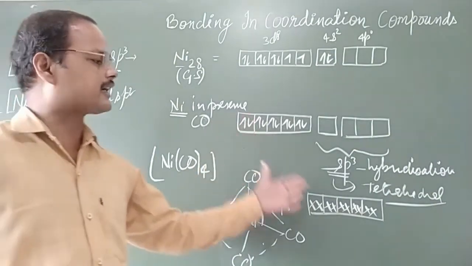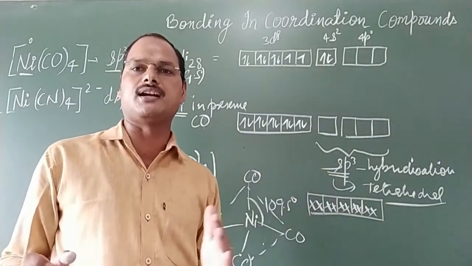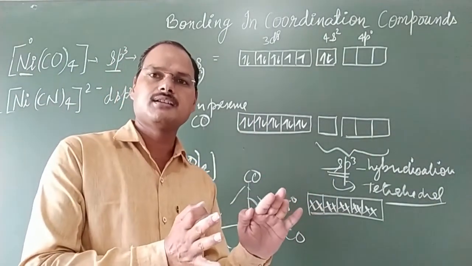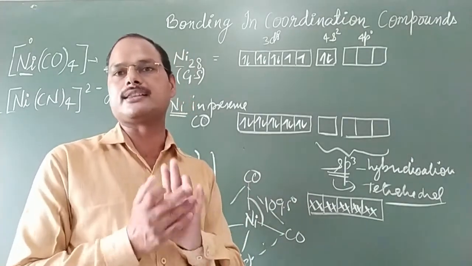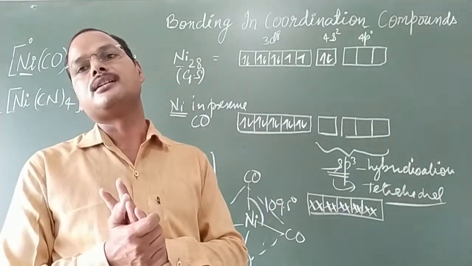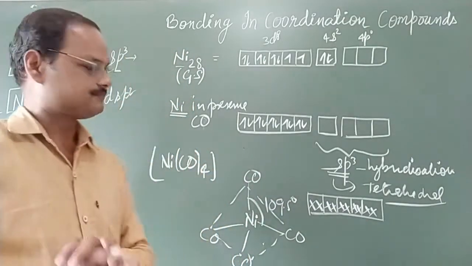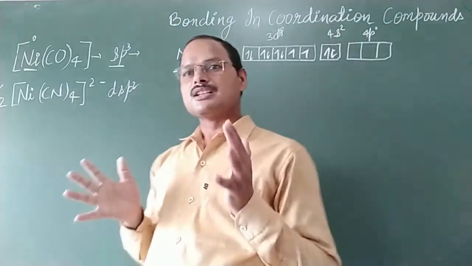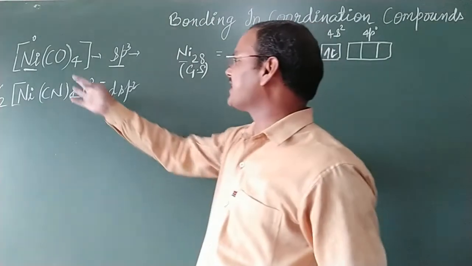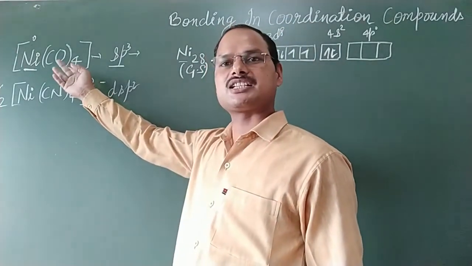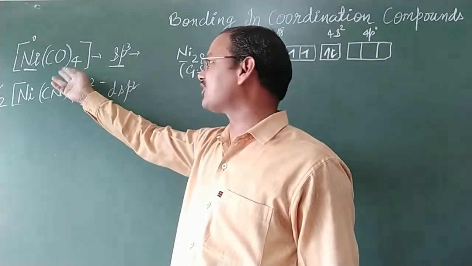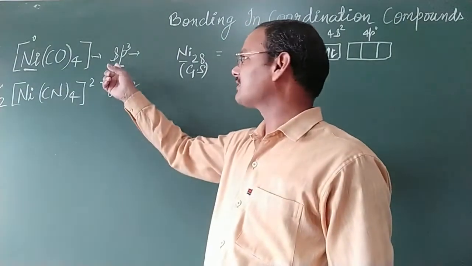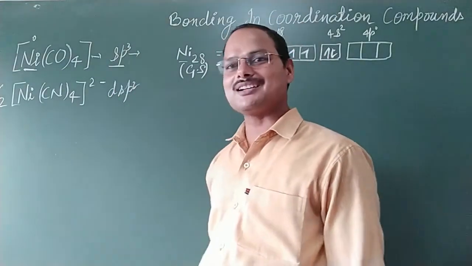Why? Because all electrons in all orbitals are paired. If all electrons are paired in a molecule, then that type of molecule will be diamagnetic in nature. And students, I hope that you understand about the formation, structure, hybridization, and magnetic character of this molecule. Now come to the next member.